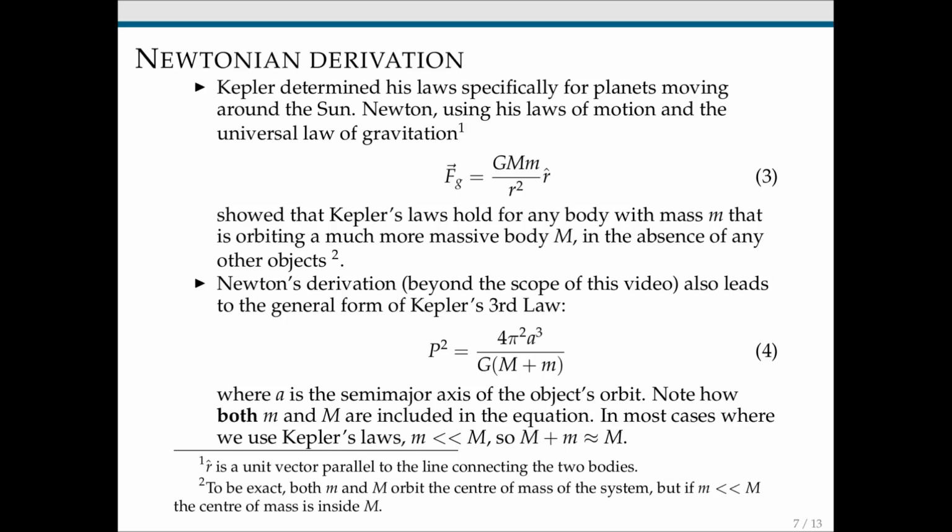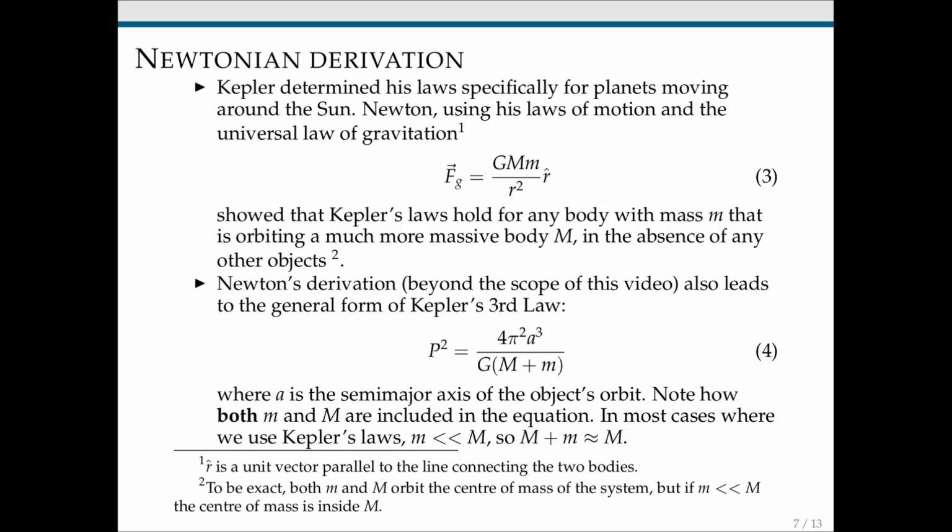Newton's derivation, which is also beyond the scope of this video, also leads to the general form of Kepler's third law, shown here as equation 4, where A is the semi-major axis of the object's orbit, which we defined a couple of slides earlier. Note how both little m and big M are included in the equation. In the situations that we consider in this class, little m is always a lot smaller than big M, so big M plus little m is approximately equal to big M, and we can just drop little m out of equation 4 altogether.